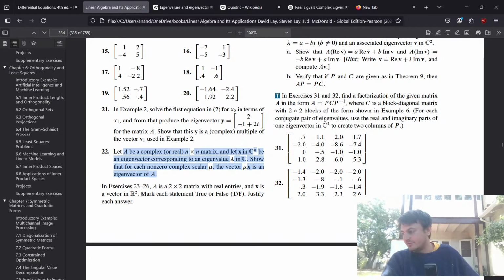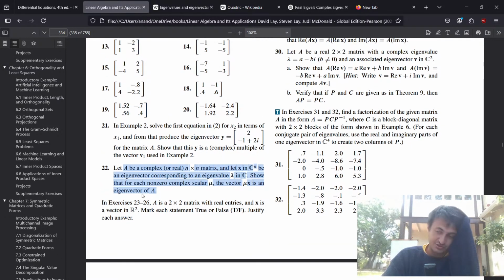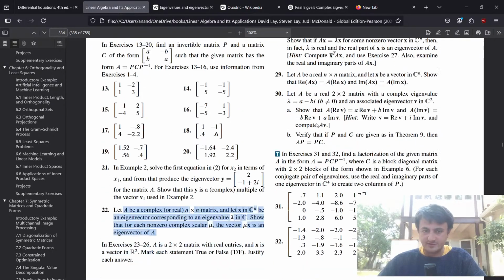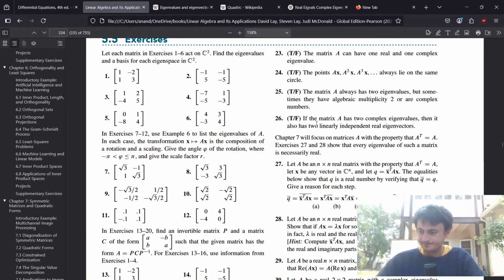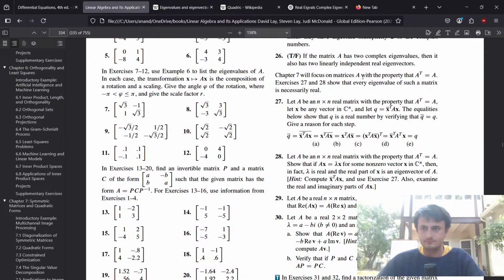I don't know. Okay, then true falses, we'll do that. I at least want to read the answers to these. The thing is, reading the answers really gives you nothing, so I don't know. Okay. Chapter 7 will focus on matrices A with the property that they're symmetric.